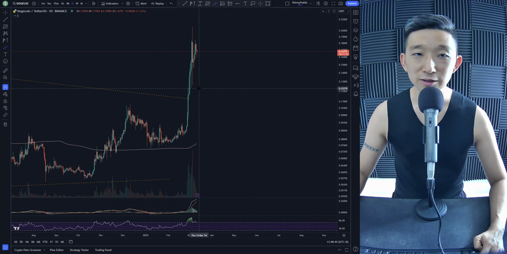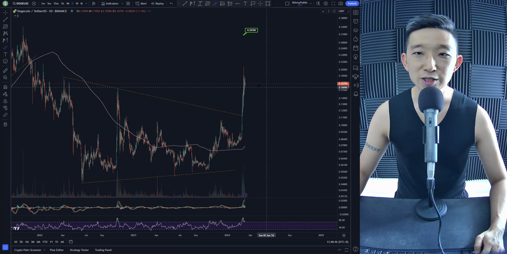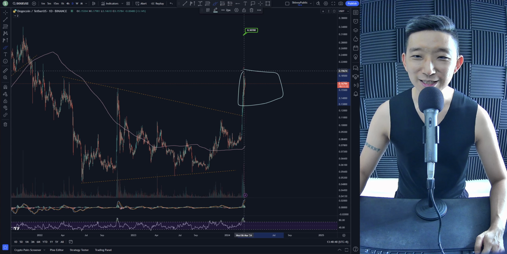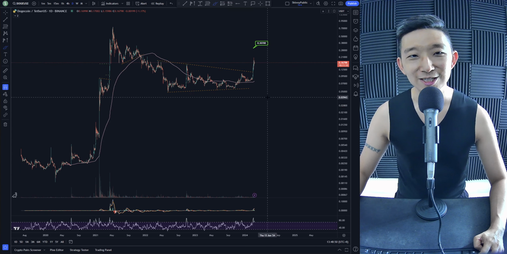So yeah, there you go. We're still expecting more upside. The only question is, how much longer are we going to be consolidating around this range? That's the question we want answered.